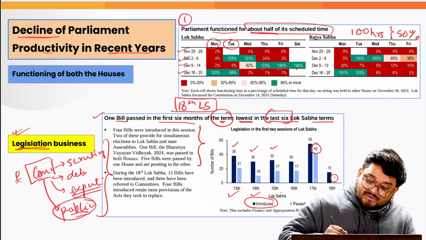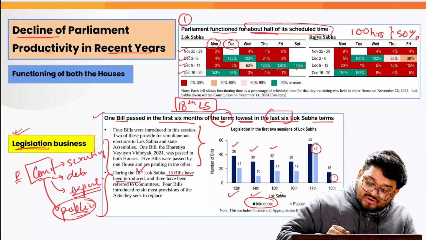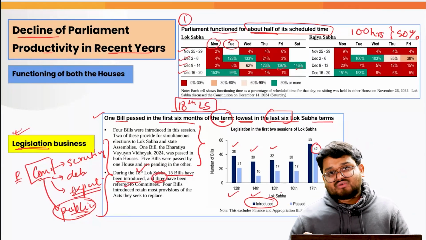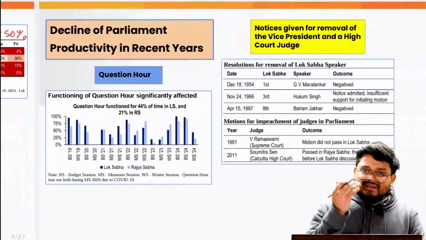So during the 18th Lok Sabha, 15 bills have been introduced and only 3 have been referred to the committees, as we can see here. Next, this was the second issue.